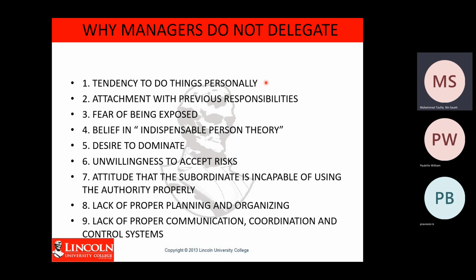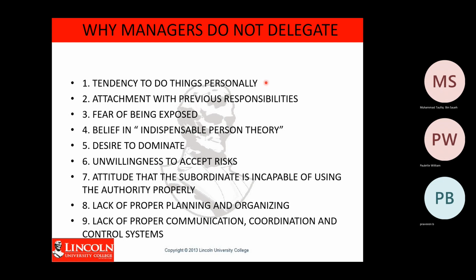And then number six, unwillingness to accept risk. Once you delegate the job to other people, there will be a risk, because some people are not competent to do the job. Maybe some persons have personality problems and they delay the job. These are the risks that you as a manager must take when you delegate your task. Some managers are afraid of this kind of risk, so that is the reason why they don't want to delegate the task.